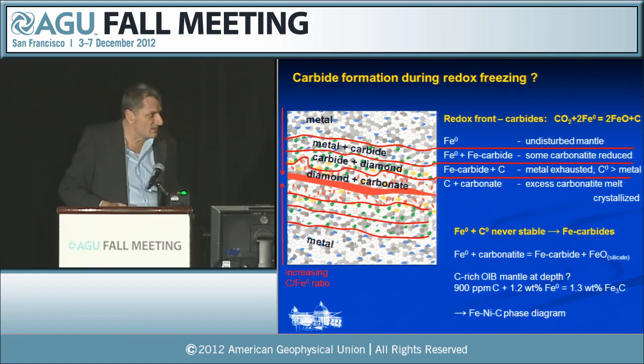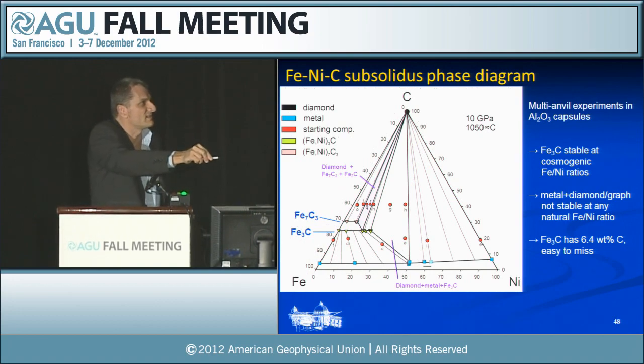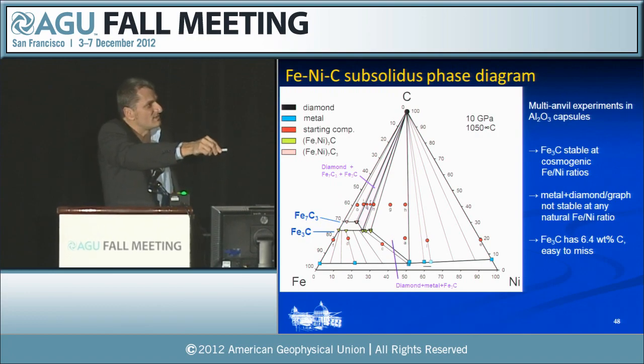Okay, so we looked at these carbides. First, there is nothing at high pressure done except on the iron side. So this is 1050 degrees. We did the subsolidus diagram. On the nickel-rich side, you have diamond and nickel coexisting. Then you have a field with the 3 phases. But for normal nickel contents, you always have the iron carbide.